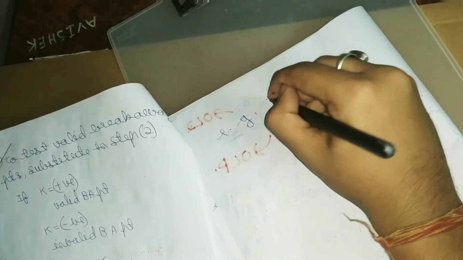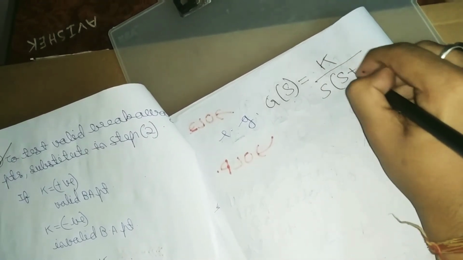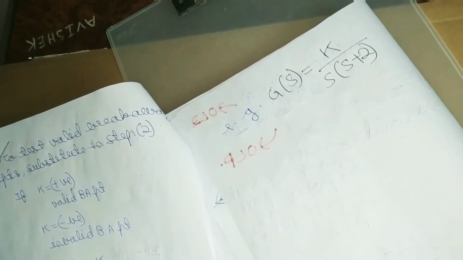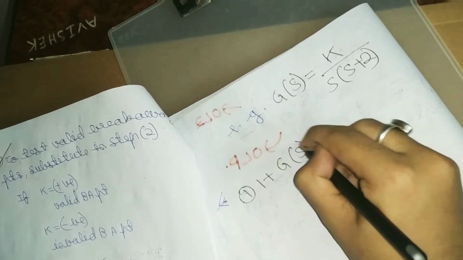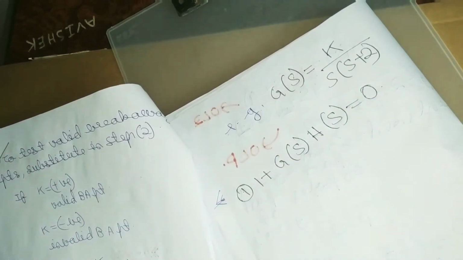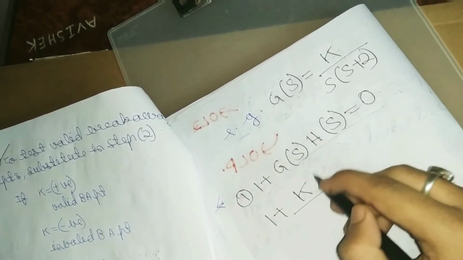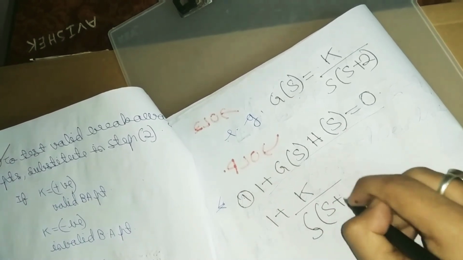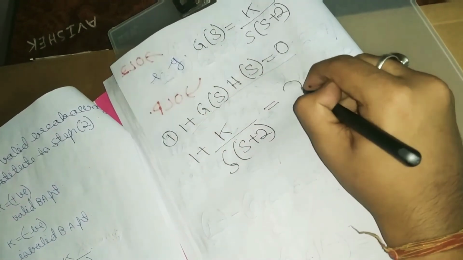G(s) is equal to K(s + 2). So 1 + G(s)H(s) is equal to 0. So what will it become? It will become 1 + K/(s + 2) = 0, as H(s) is 1. You have to construct it in this way.